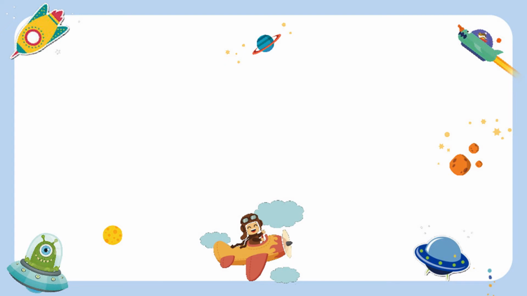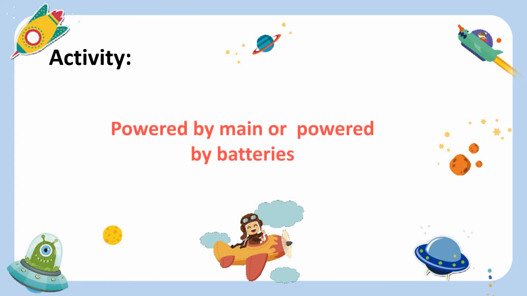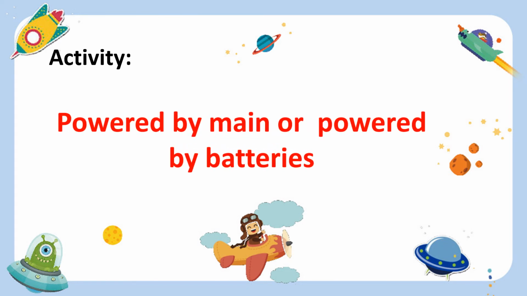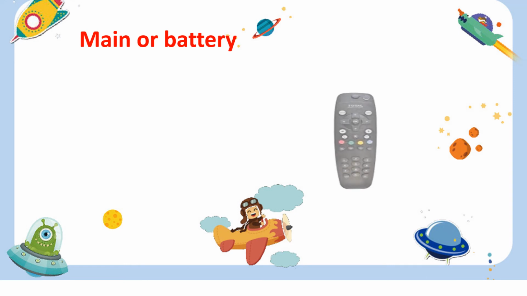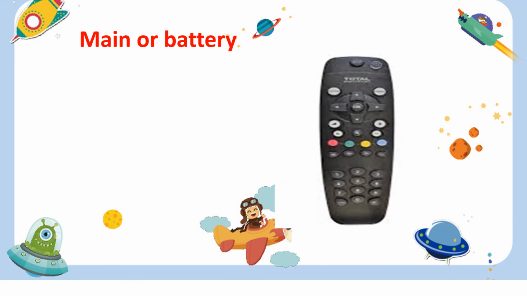So in our activity, you are going to identify if it is powered by mains or powered by batteries. Are you ready? Okay, so look at the first picture. Is it from mains or battery? So we call this remote. The answer is battery. Very good.